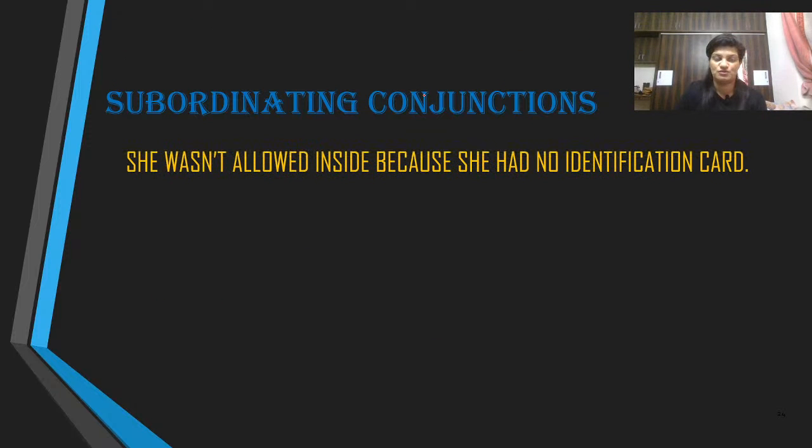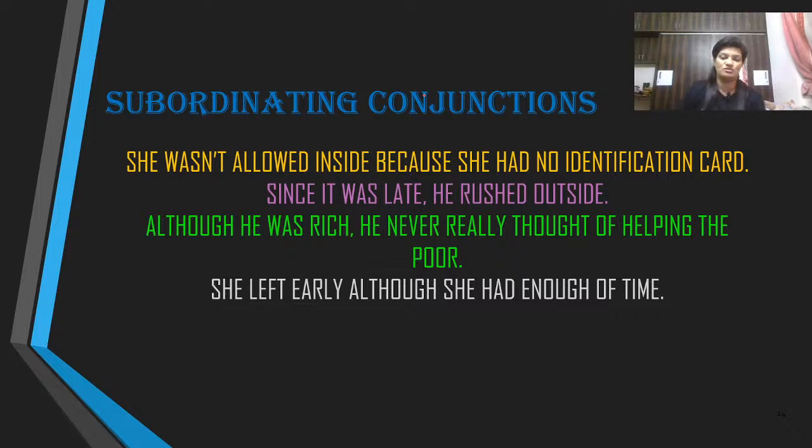Having said that, now let us go on to the examples of subordinating conjunctions. I want you to pick out all the conjunctions in these sentences. She wasn't allowed inside because she had no identification card. Pick out your conjunction, which is the beginning of your dependent clause. First one is because, very good. Since it was late, he rushed outside. Second one is since, very good. It doesn't necessarily have to be in the middle. If the dependent clause comes first, then obviously you will have your conjunction there.